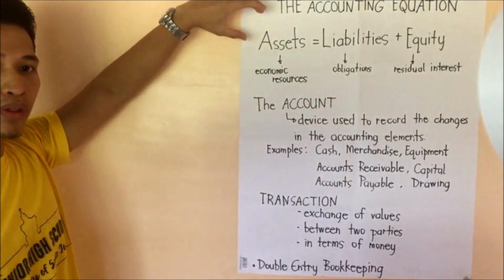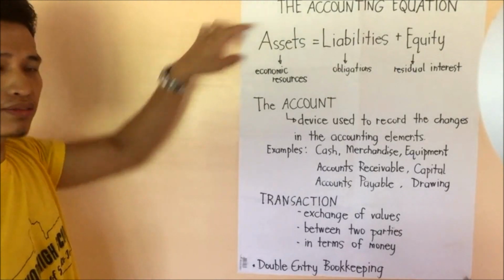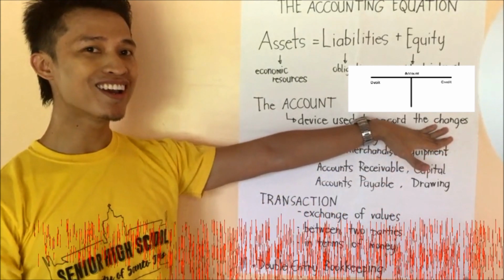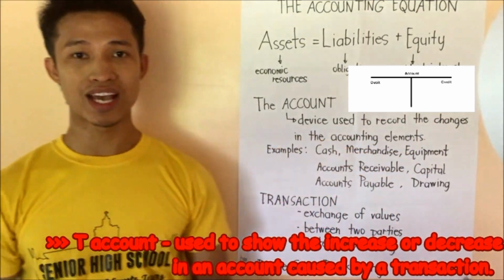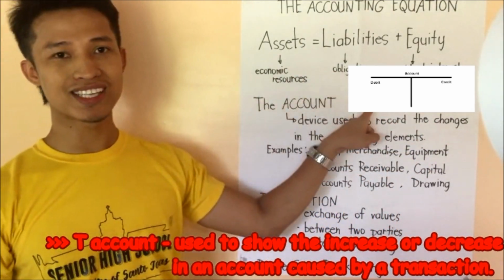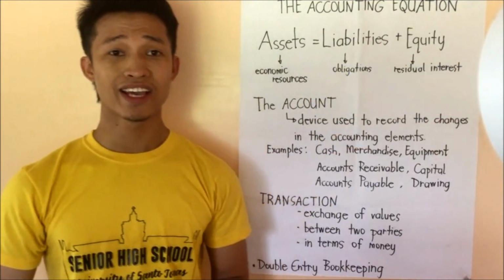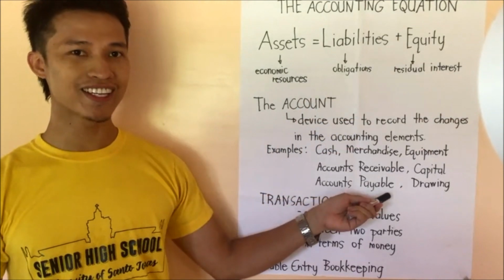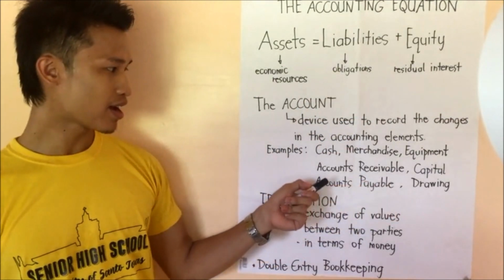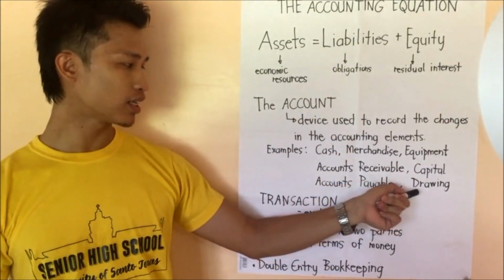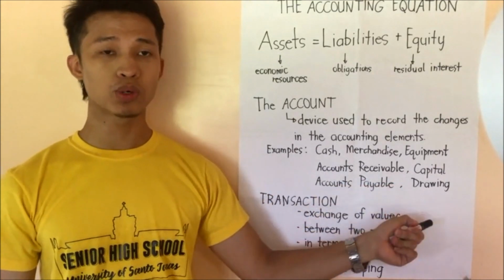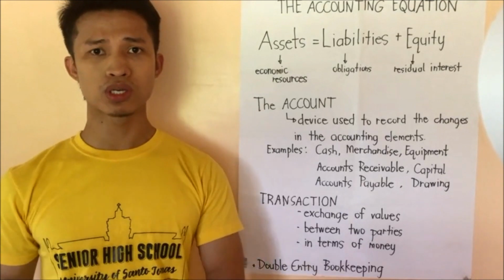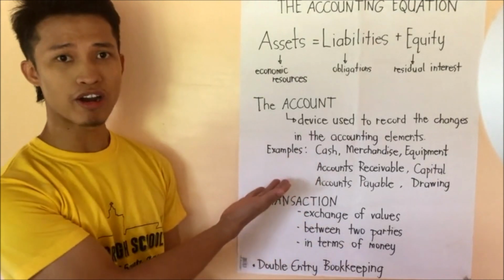So since we're talking about this, let's review what an account is. An account is a device used to record the changes in the accounting elements, which are the assets, liabilities, and equity. Examples of these accounts, we have cash, merchandise, equipment, accounts receivable, capital, accounts payable, and drawings. So these are just examples of accounts. Later we're going to talk about what these accounts are.